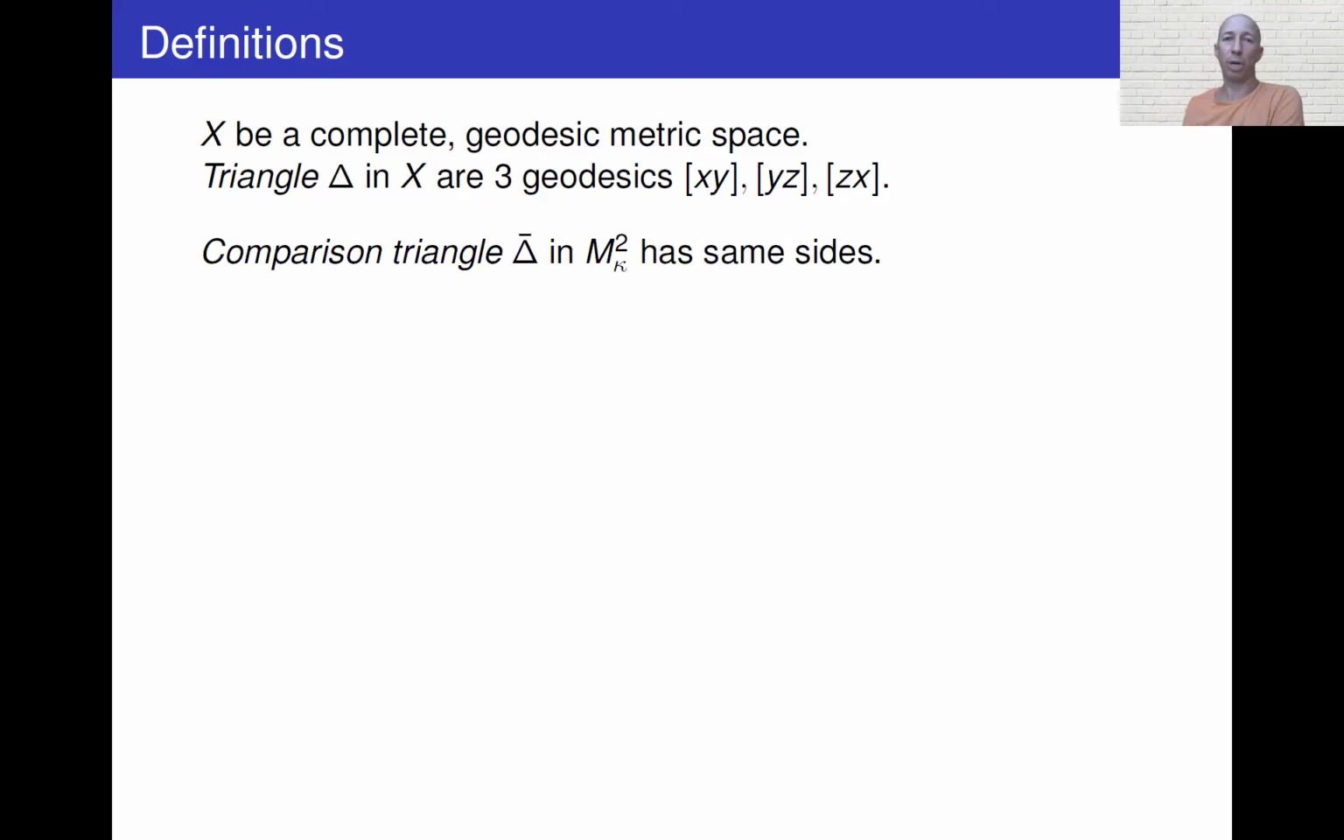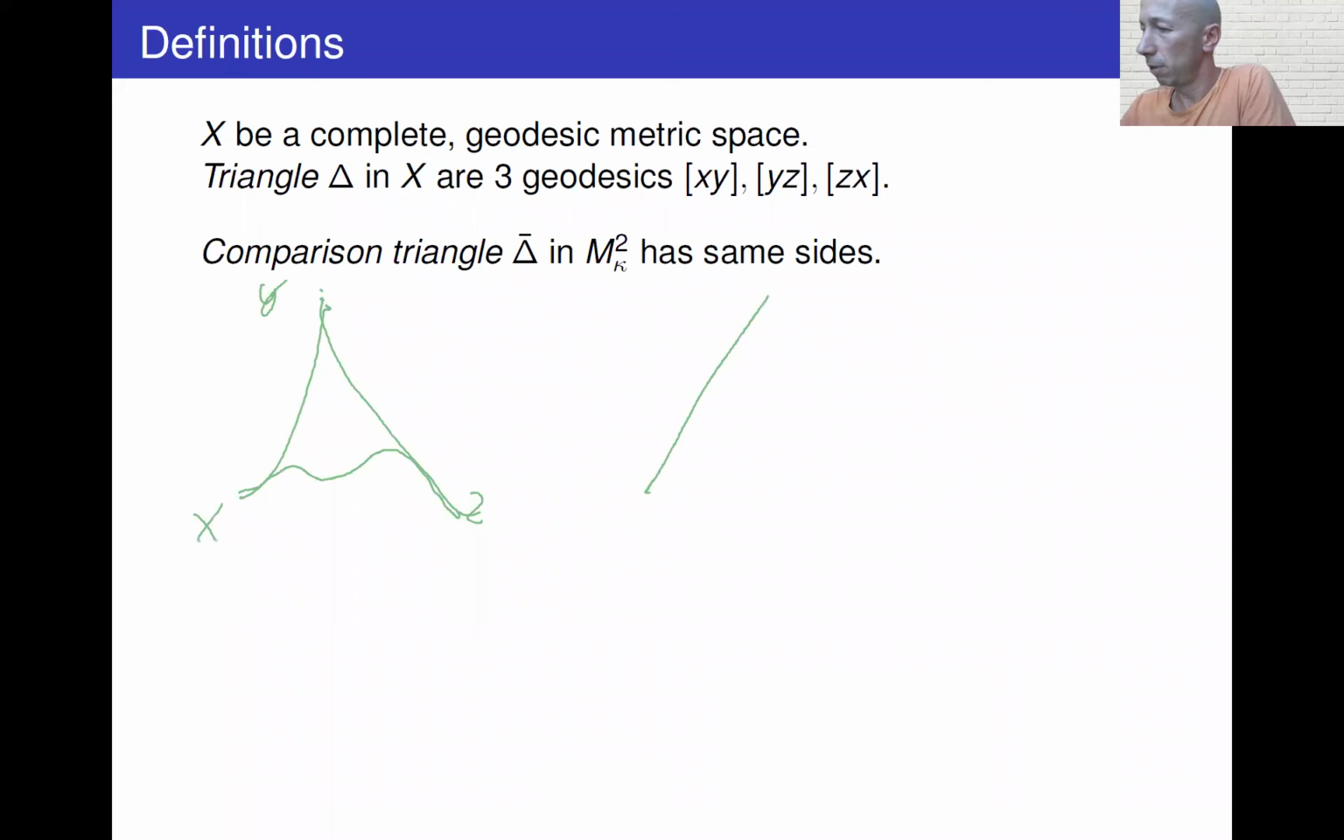And then for any triangle, we have a comparison triangle in the surface of constant curvature kappa. So I make a drawing here. This is x, y, z. If you have never seen this, then always think that kappa is equal to zero, and then M two kappa is R two. Otherwise, for other kappa, it's the surface of constant curvature kappa, and for positive kappa, you need a little bit of care because then large triangles are not defined.